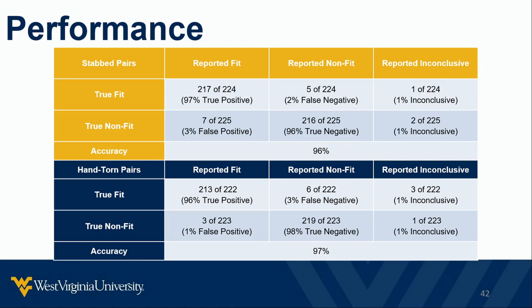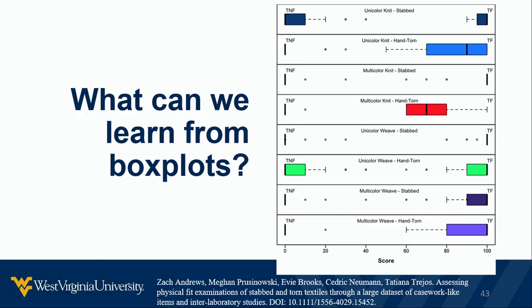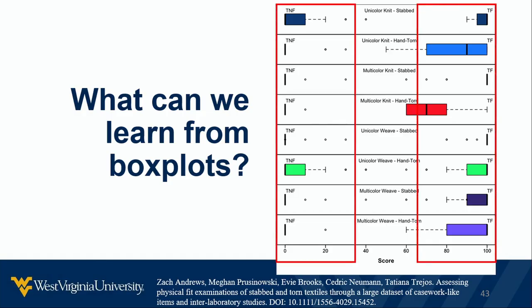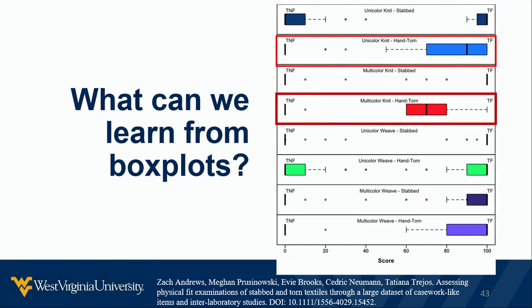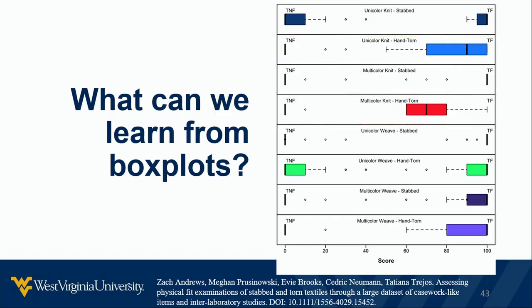But unlike the duct tape, false positives were very low, but were not 0. So that represents an important warning in our community that not every single type of material is feasible for physical fit examination, and there are certain factors that can influence the error rates. However, in general terms, as we look again at the distribution of those error rates on the samples, we can see that there is a very clear separation in the scores received by true non-fits and true fit samples, with most variability observed in the knit samples, hand-torn.